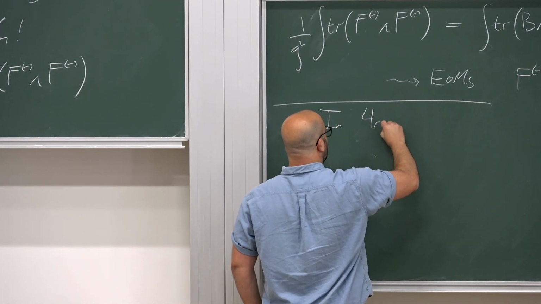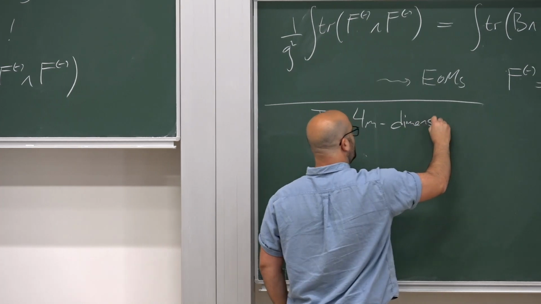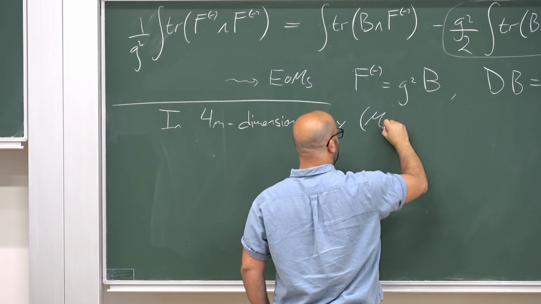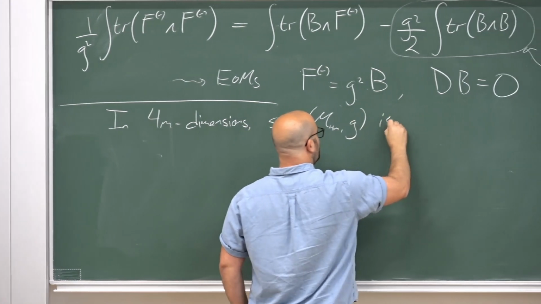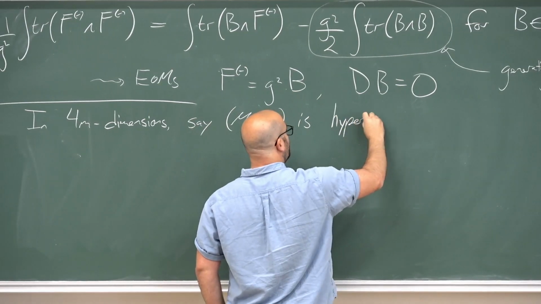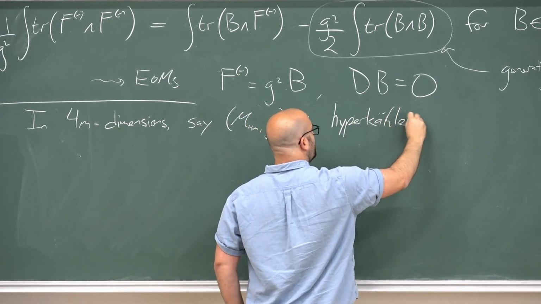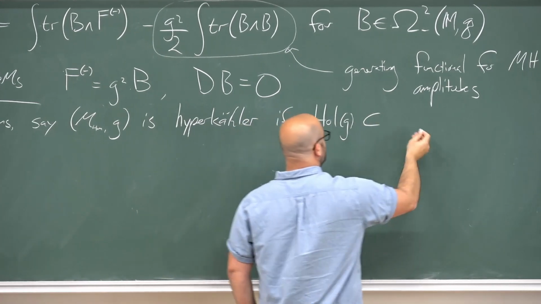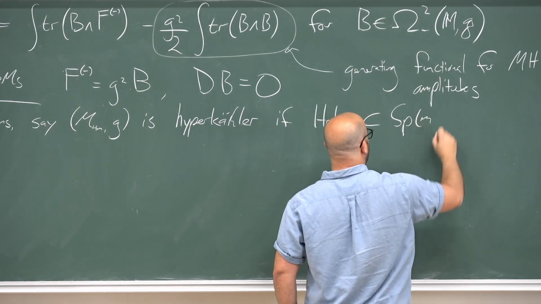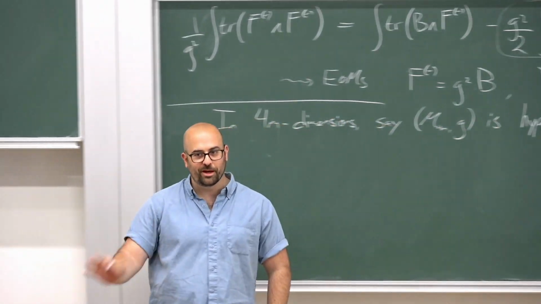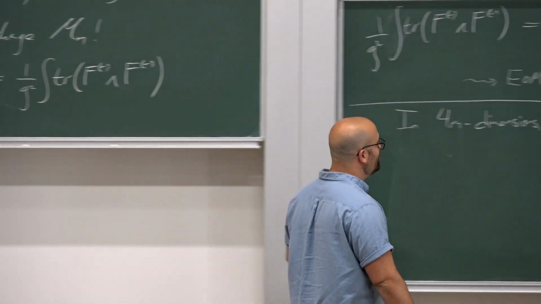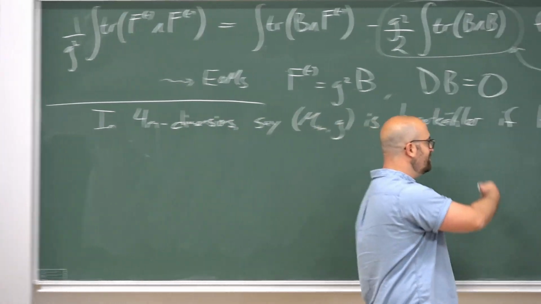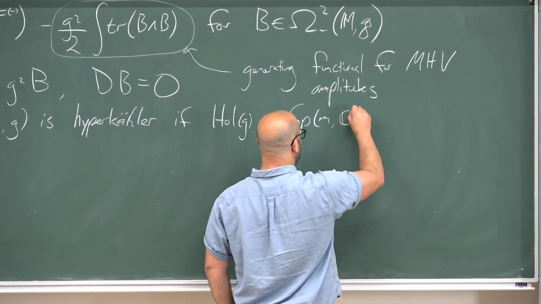So, in 4m dimensions, we're going to say a manifold M^{4m}, g is hyper-Kähler if the holonomy of the metric is contained in Sp(m). Now, I'm going to be really sloppy about reality conditions here, so really, you can imagine this as a complexified hyper-Kähler structure. g is a holomorphic metric, and so I can allow the holonomy to be in Sp(m, C).